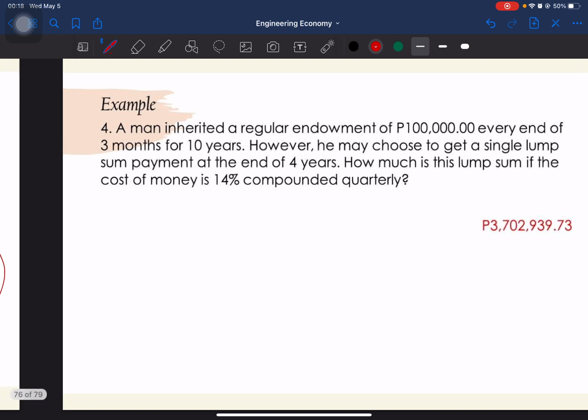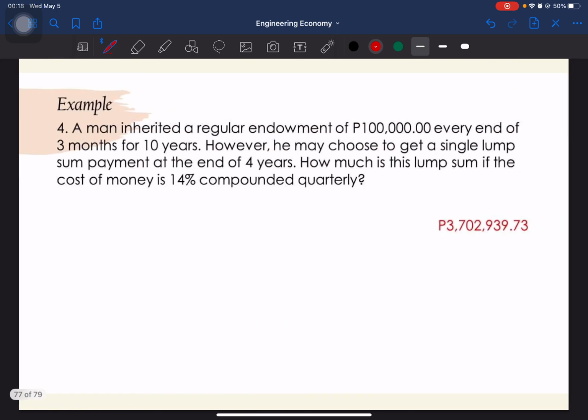Next, teka, I think this is number 3. Mali na numbering. Next problem. So, sabi, a man inherited a regular endowment of 100,000 pesos every year at the end of 3 months, every end of 3 months for 10 years. Ibig sabihin, the periodical payments happen every 3 months or every quarter. Di ba? Every quarter yan, 10 taon.